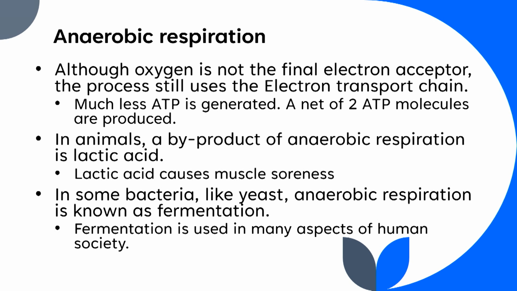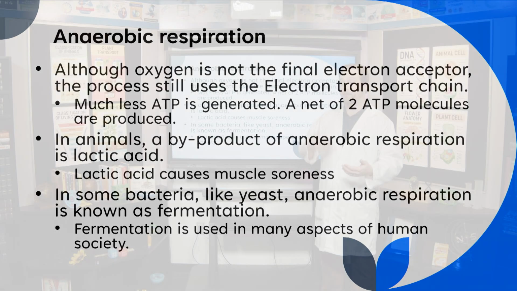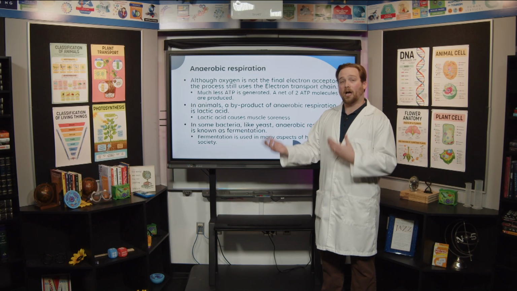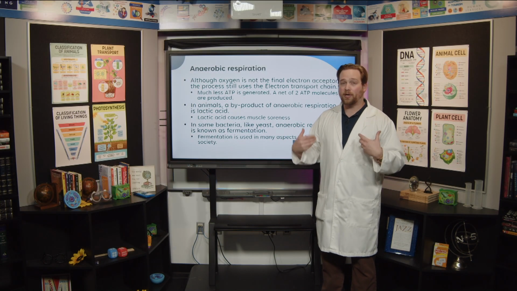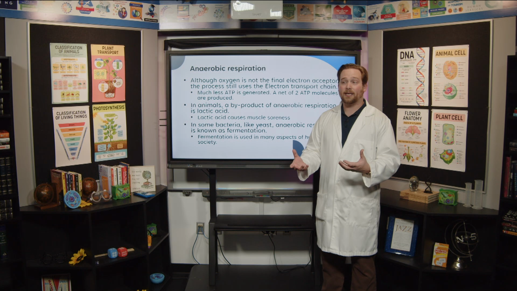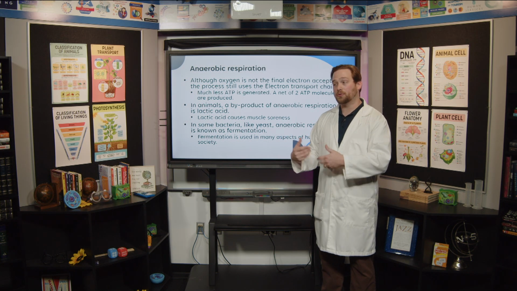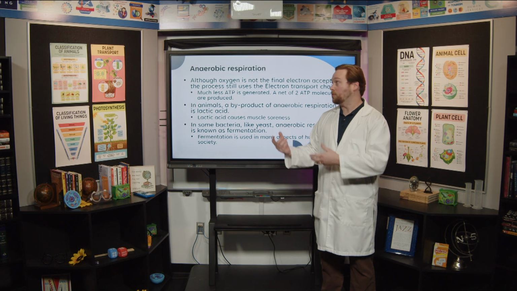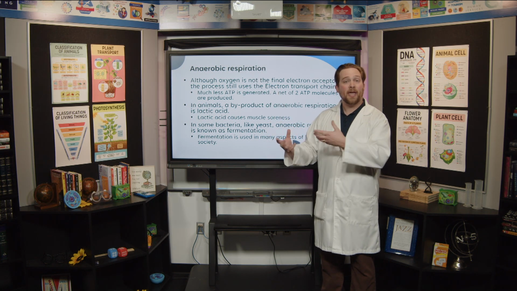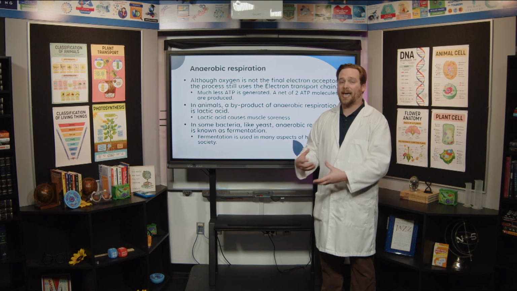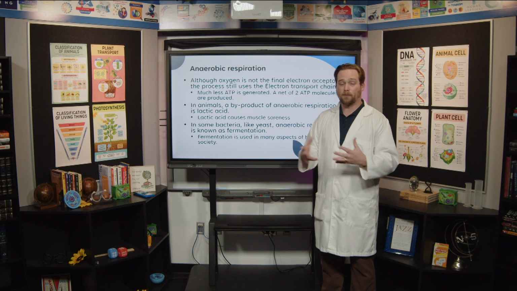In animals, a byproduct of anaerobic respiration is lactic acid. And lactic acid is the thing that causes your muscles to feel sore the next day. So I was talking about running that mile. Maybe you run a mile, maybe you run a couple miles. When you wake up the next day, your muscles might feel kind of sore. And the reason for that is that you have this byproduct called lactic acid. If your muscles don't have oxygen, they do this anaerobic respiration. It makes this byproduct called lactic acid, and that makes your muscles feel sore, okay?